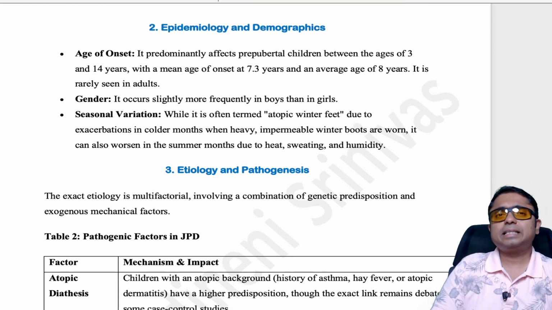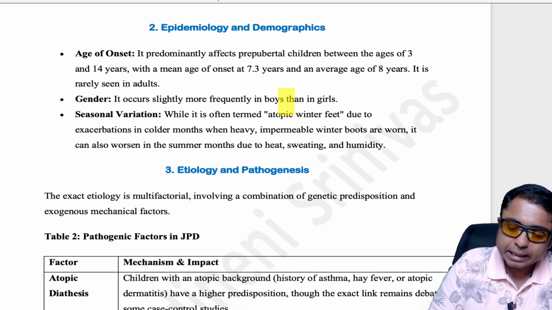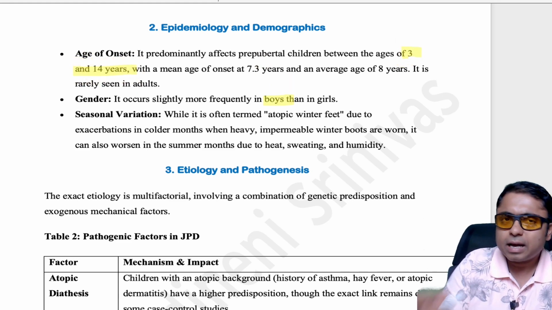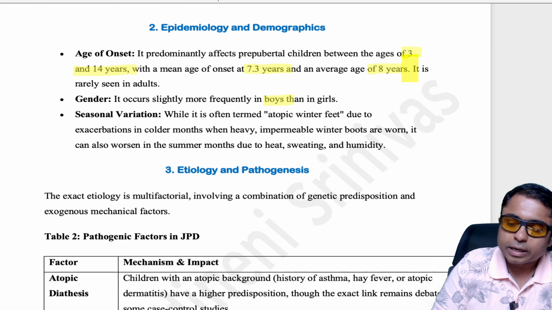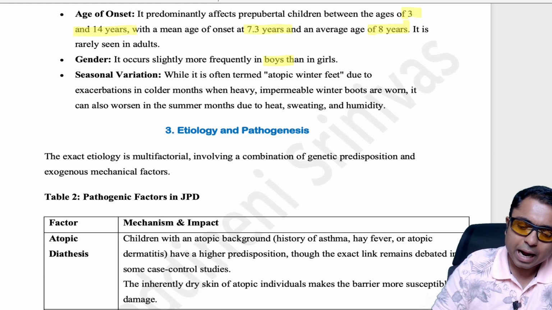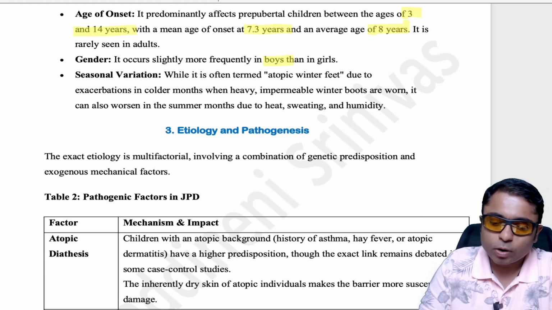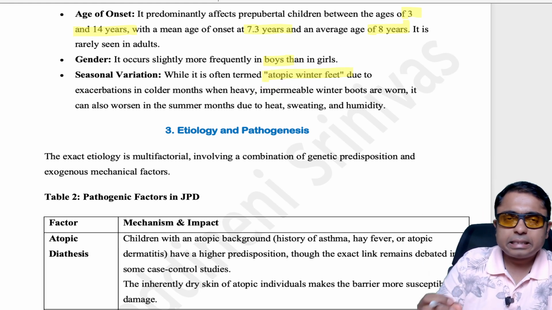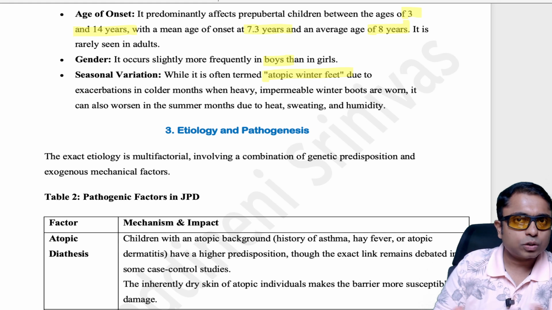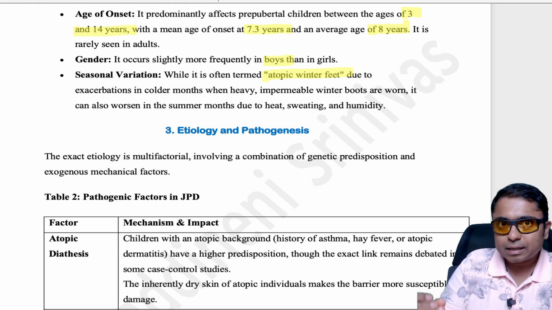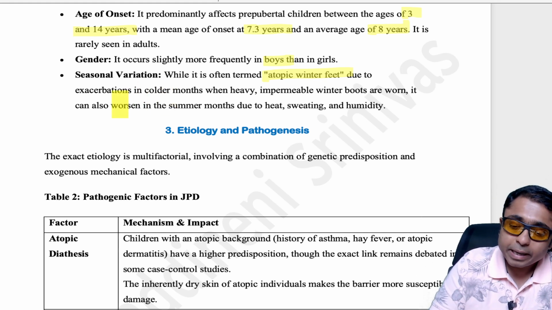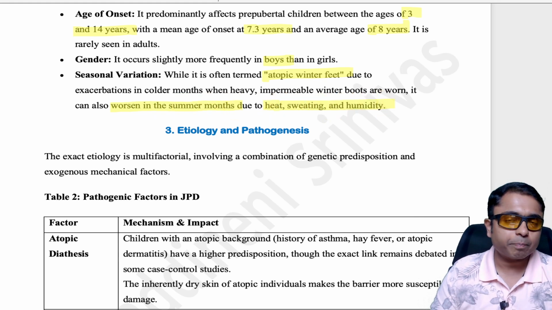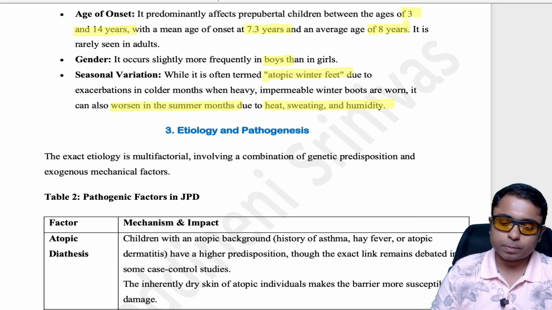Coming to the etiology, so age group, it is very common in boys, especially those in the age group of 3 to 14. Commonly it is seen at 7 to 8 years, and rarely it is seen in adults. That is an important point. Though it is called atopic winter feet, and is seen in the winter season, no doubt, because of the excess dryness already there in the environment, it can also worsen in the summer months because of heat, sweating and humidity. This is one important point you have to remember.